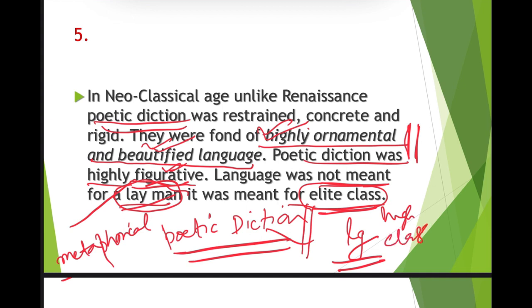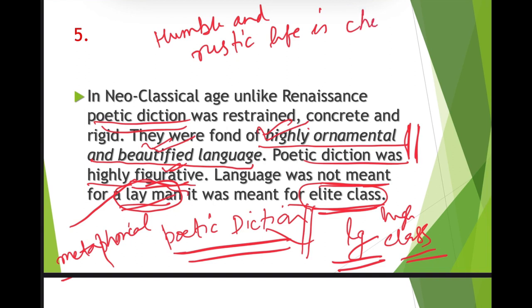Why am I emphasizing this point? Because later on, when I discuss the Romantic Age with you, I'll tell you that Romantic poetry focuses on the common man, not the elite class. The purpose of Romantic poets is to write for the common people, and that is why Wordsworth says, "Humble and rustic life is chosen." Wordsworth says this in his preface to the Lyrical Ballads.